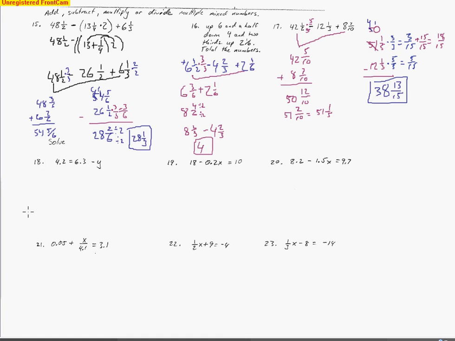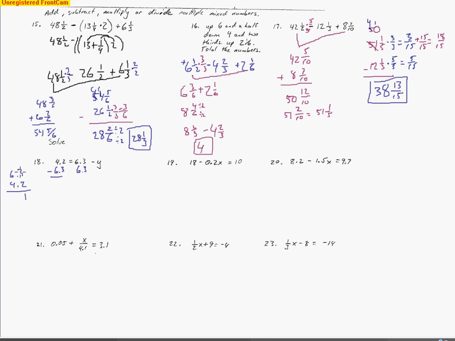So on the back side, they ask us to solve some equations. So that's what we're going to do here. The whole idea is to get the variable by itself. So I need to subtract that 6 3/10. The trouble is, in order to do the subtraction correctly, I need to make sure the bigger number is on top. Otherwise, I might make an error.